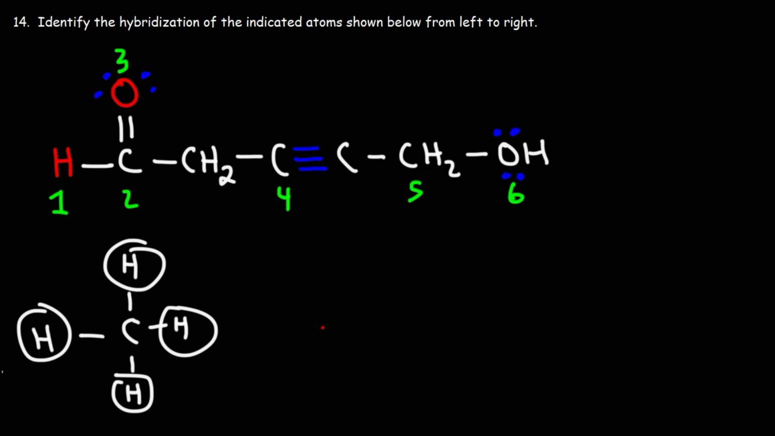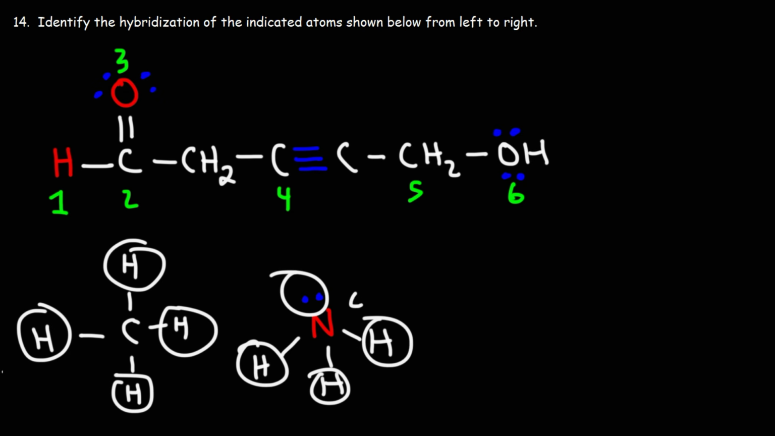Another example is ammonia. Well, the nitrogen is attached to 3 atoms. Ammonia has a total of 4 atoms, rather. But the nitrogen has 3 atoms, 1 lone pair. So if we count it, that's 4 groups. The hybridization at the nitrogen atom is S1P3.